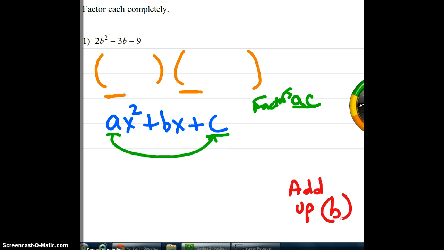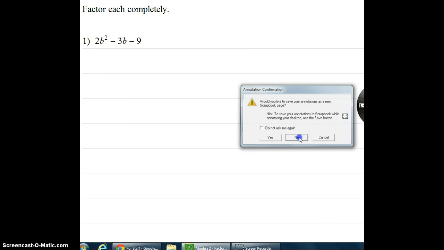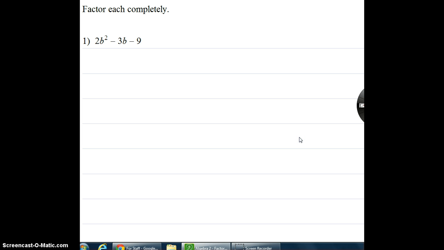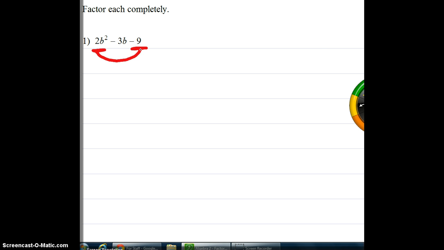So this time we're not looking at just the factors of -9, but you have to take 2 times -9. So now we're looking at the factors of -18. So something a little bit different is we're looking at not just the last term, but the coefficient in front of the b squared times the last term. So what are the factors of -18? Now the good news is we still want these to add up to -3.